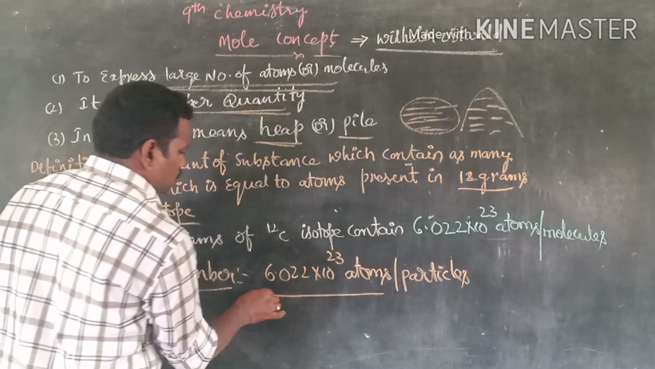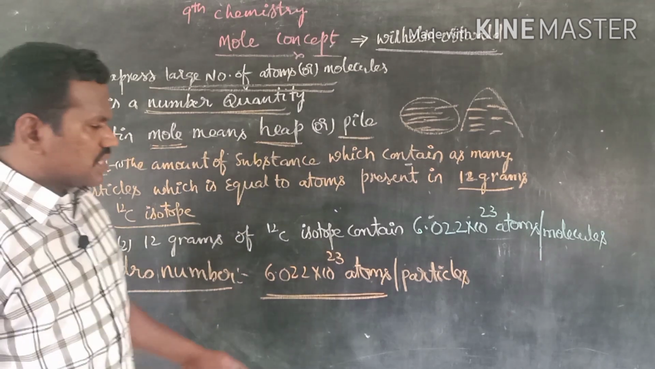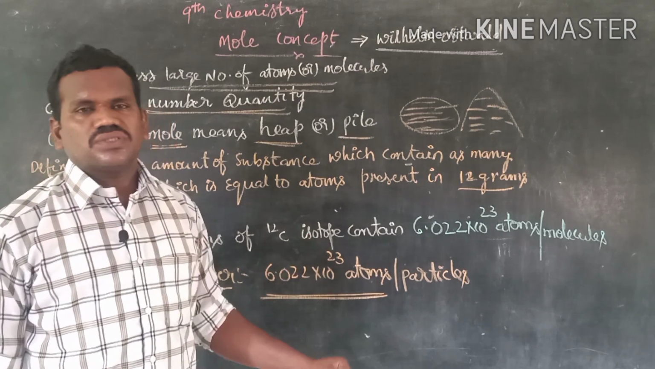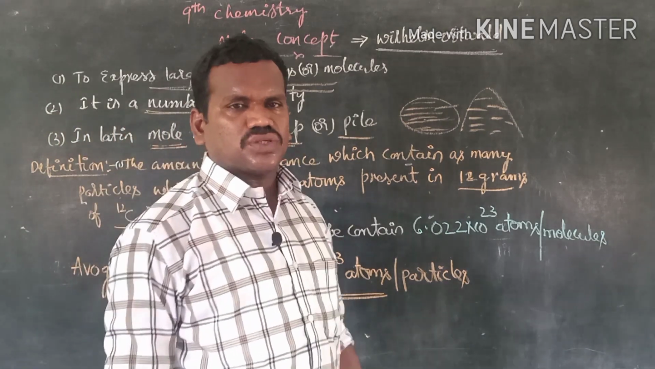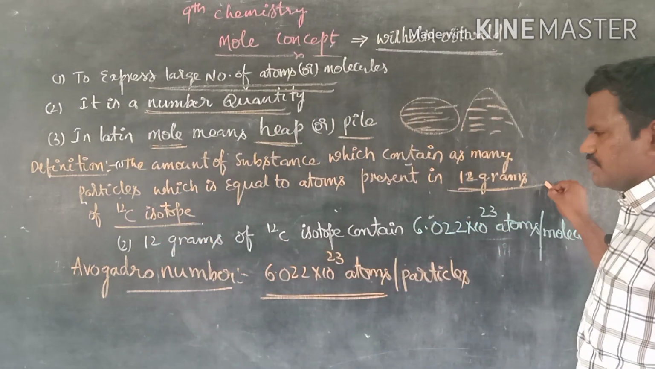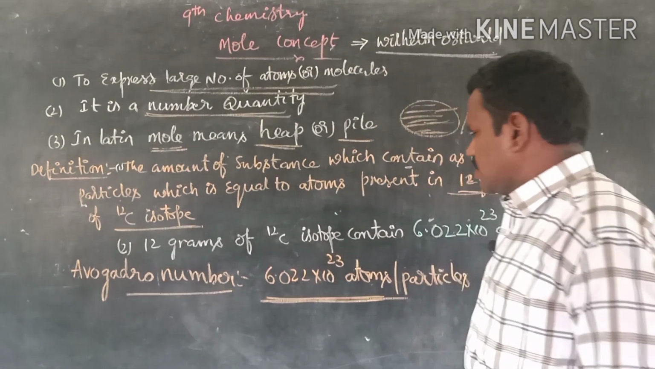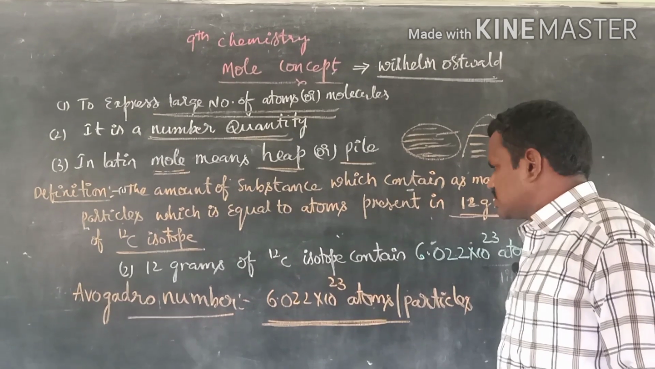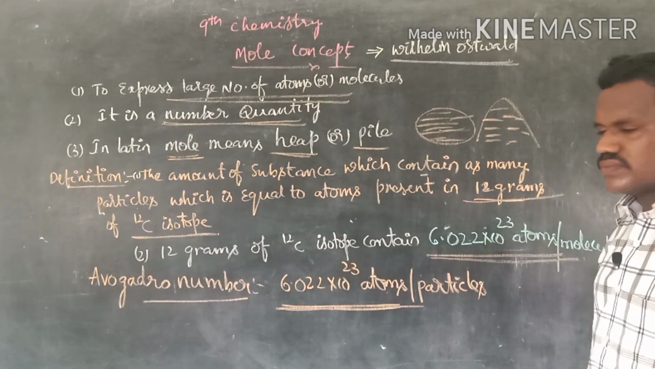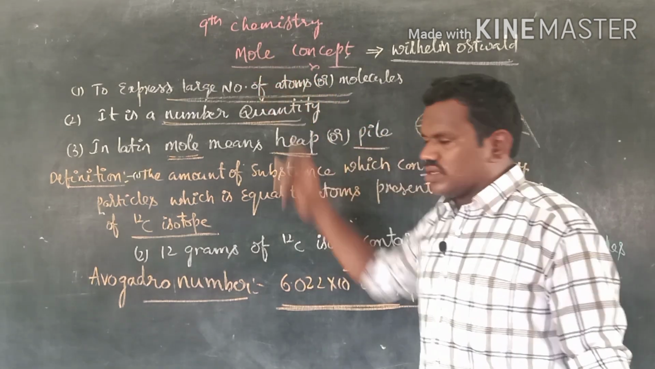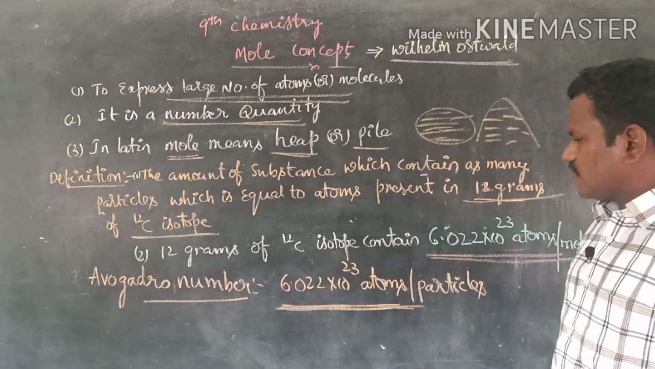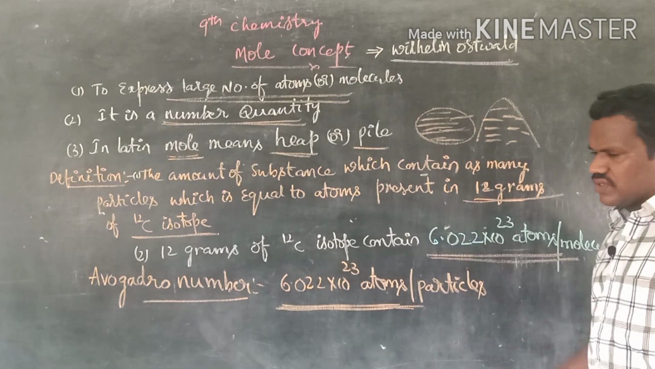There are 6.022 into 10 power 23 atoms or particles or molecules present in the C12 isotope. How was it discovered? By using Raman spectroscopic methods and NMR spectroscopic methods, they discovered that every C12 isotope, which gives a mass of 12 grams, contains 6.022 into 10 power 23 atoms or molecules. These 6.022 into 10 power 23 atoms or molecules or particles are considered as 1 mole. Means in 1 mole, how many atoms are present? 6.022 into 10 power 23, either atoms or particles or molecules.